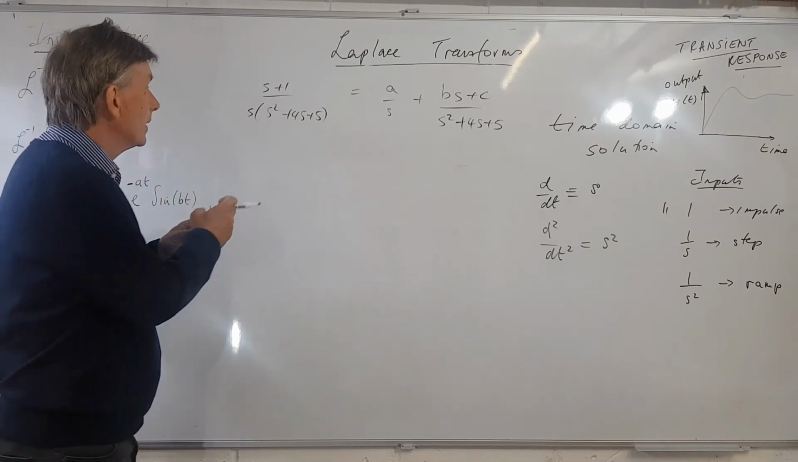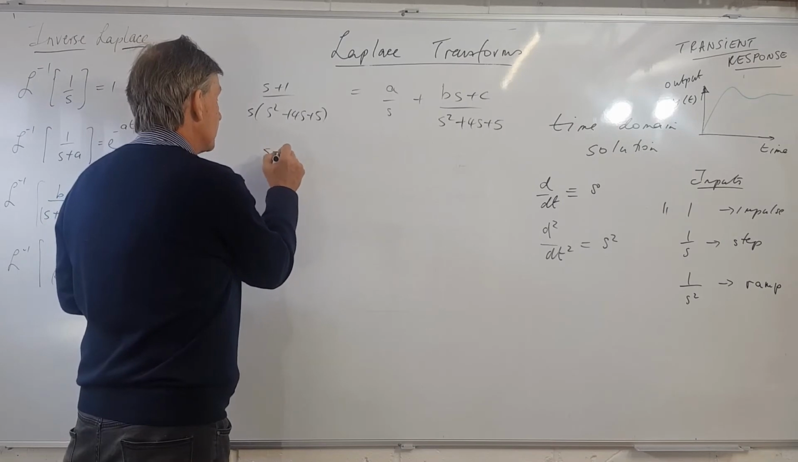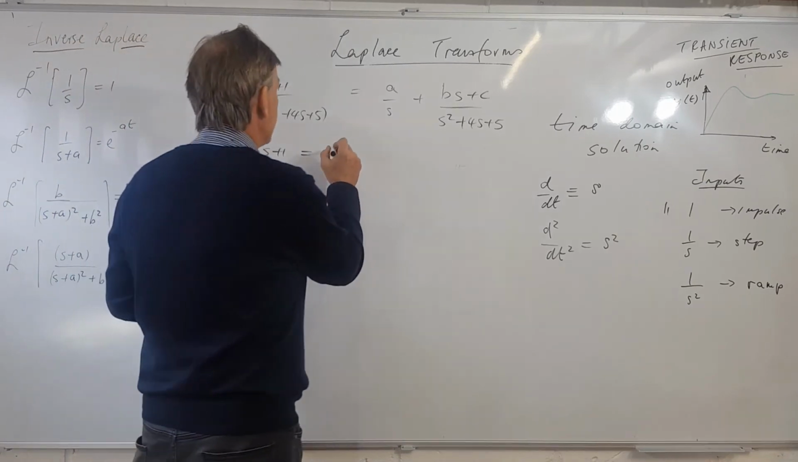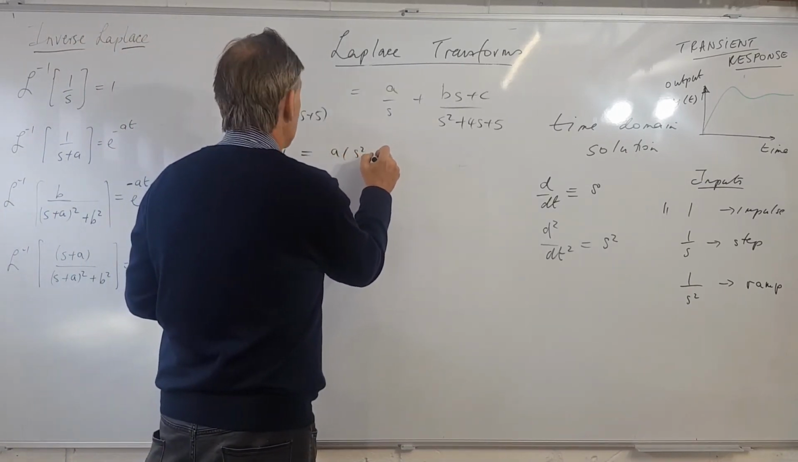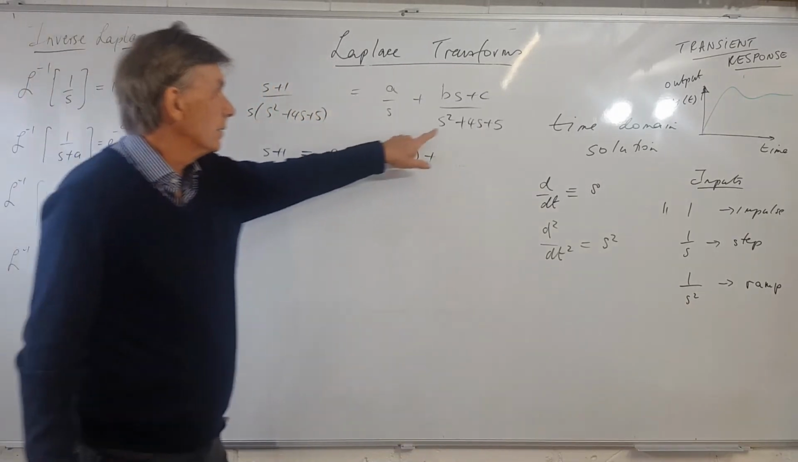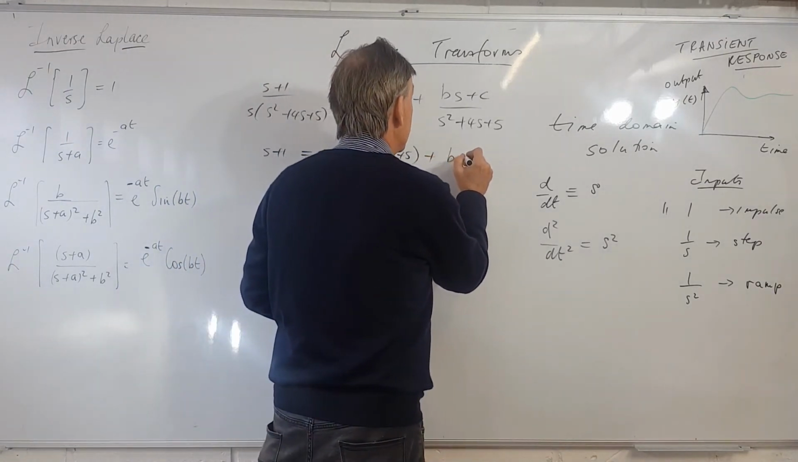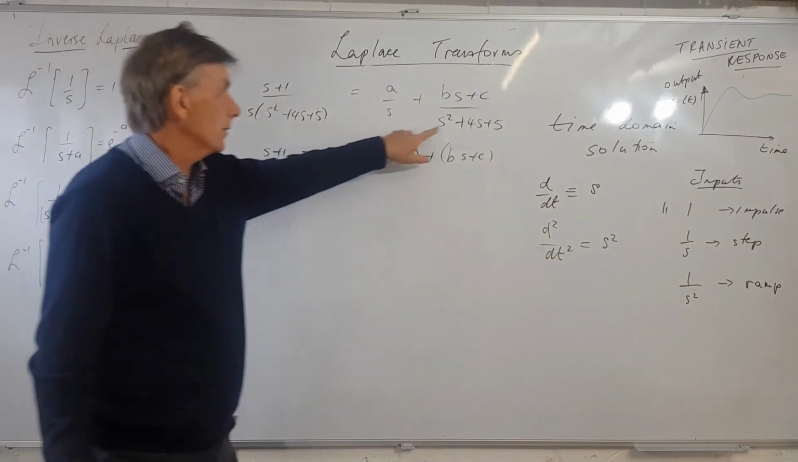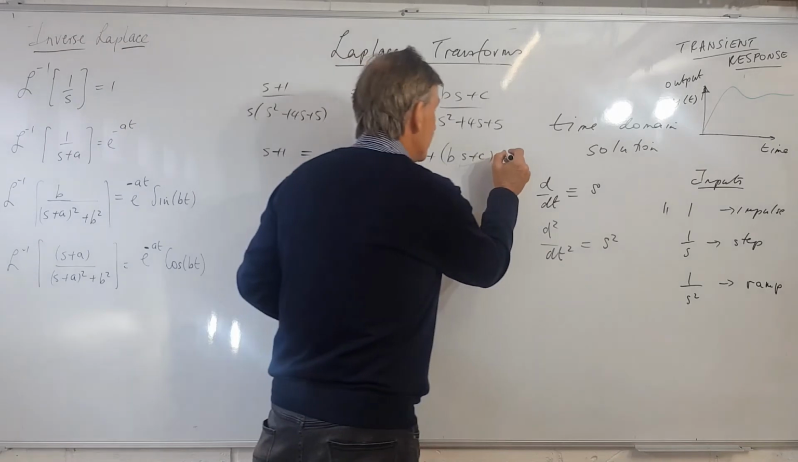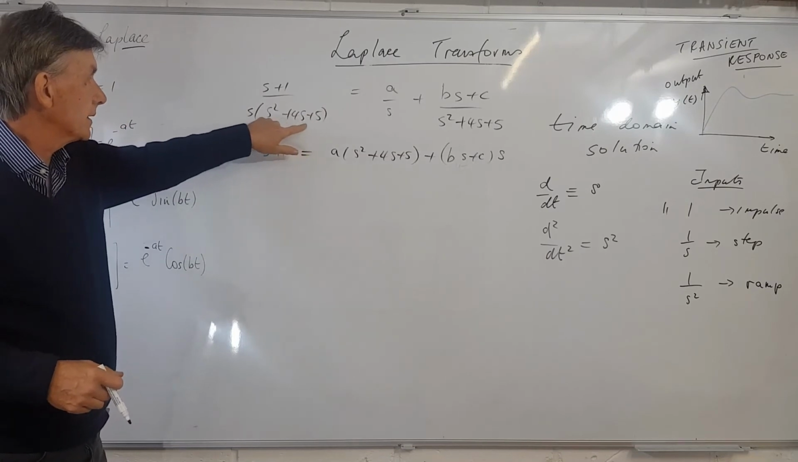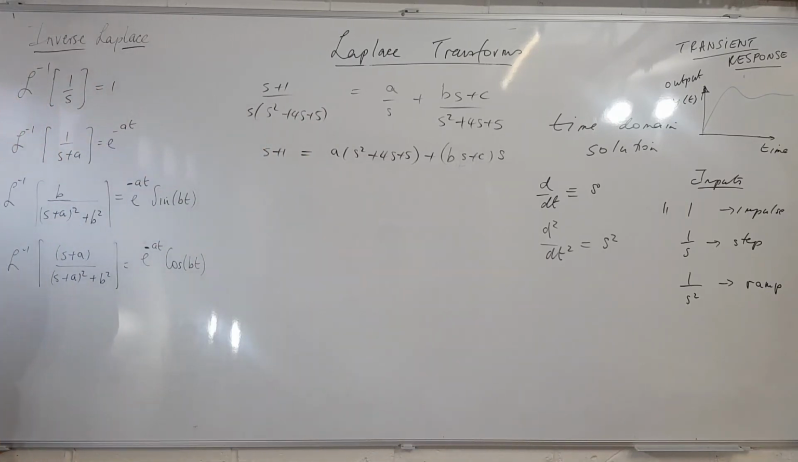So if we multiply that on top, the first term will disappear, and we get s plus 1. If we multiply this by this, the s will cancel, so we get a into s squared plus 4s plus 5. And then if we multiply this by this, we'll get bs plus c multiplied by, this will cancel with this, and we're left with the s. That's just multiplying everything through all this equation by this term here. Now what we can do is compare coefficients to work out a, b and c.